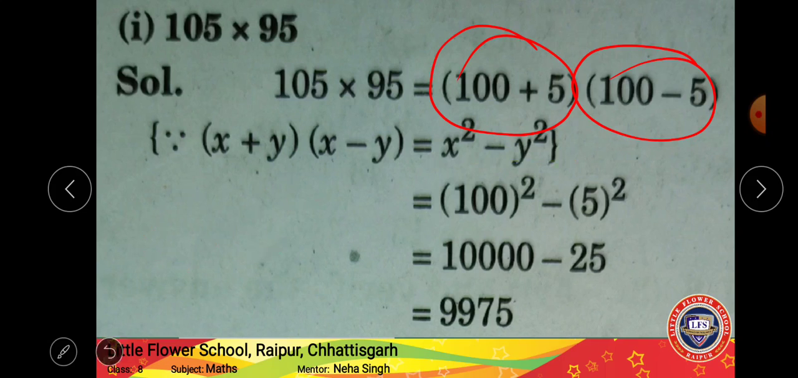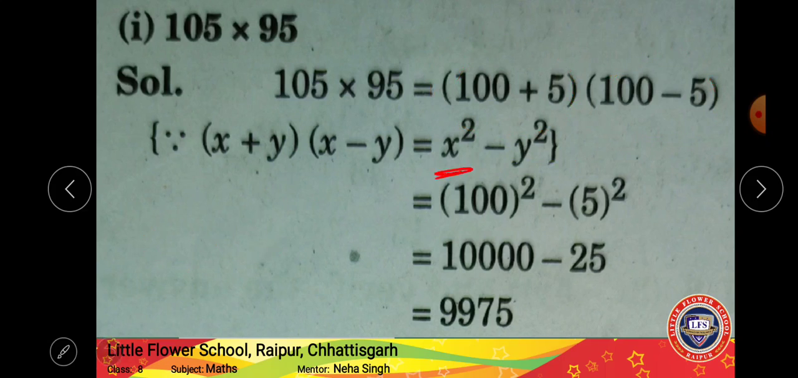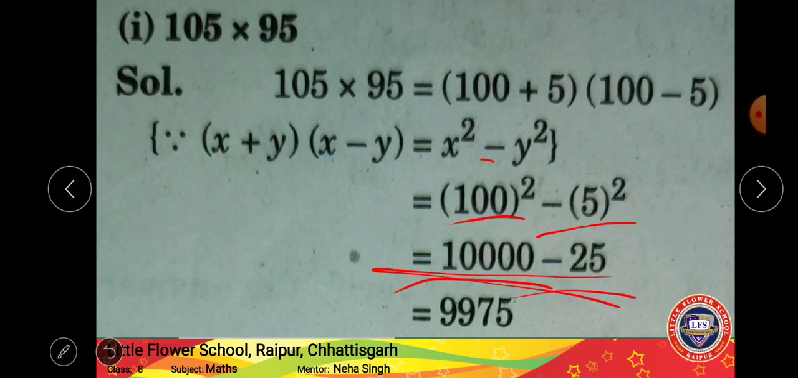So putting this, what is the value of x? 100, and value of y 5. So what will be the solution here? 100 square minus 5 square, which is how much? See, this 100 square is 10,000, 5 square is 25, and we have to subtract since there is a minus sign. 9975 is the answer. Understood? Only this here is a little tricky question. You need to find the relation, common relation.